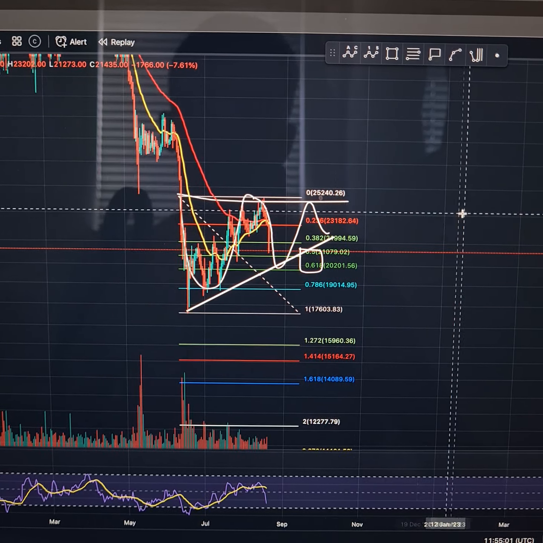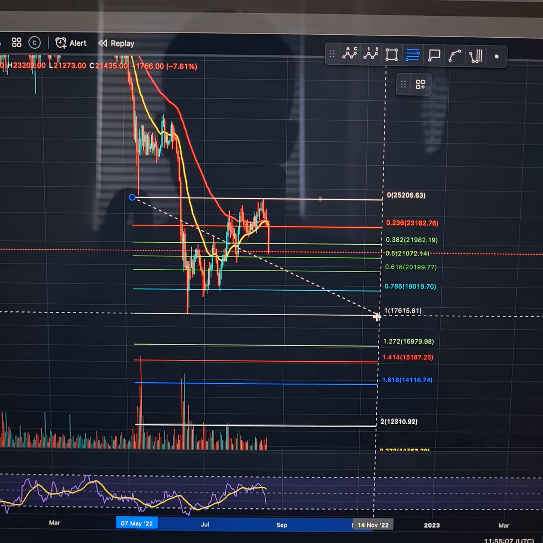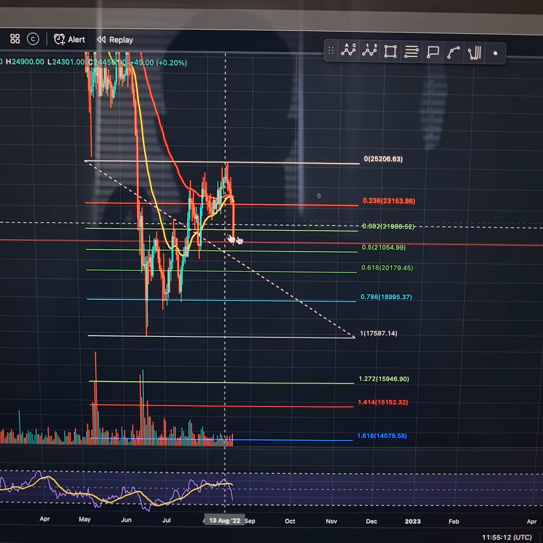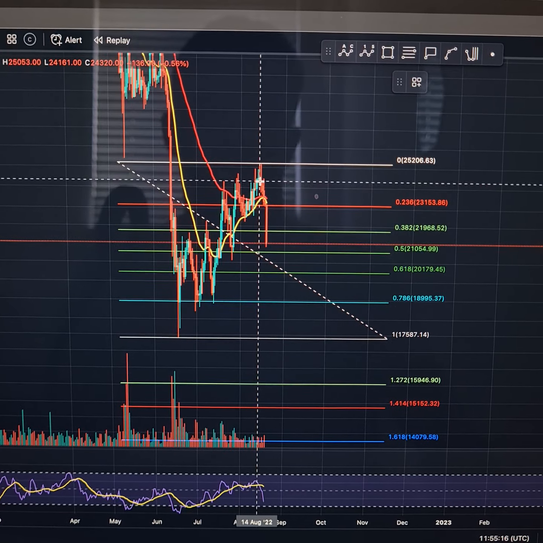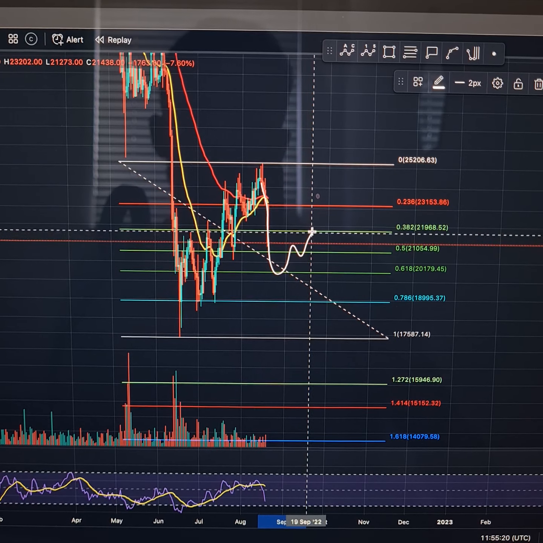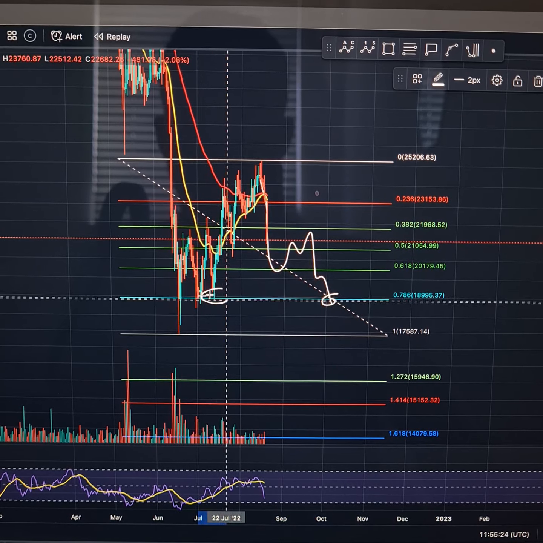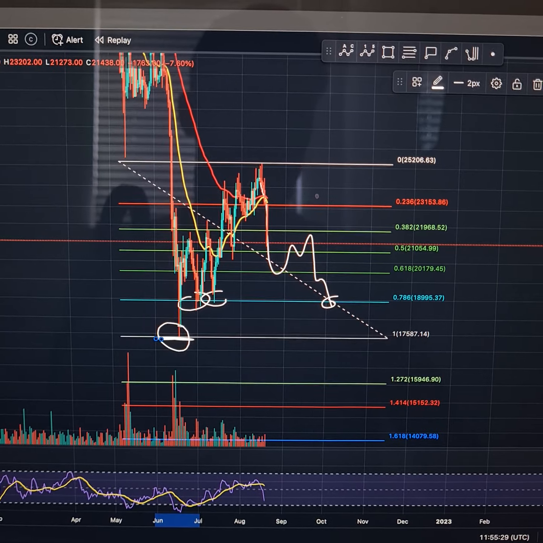If it does come down and start to lose 20k, it could be very, very negative here, you know. Say if you did something like this, you came down to the 618, came up to the 050 or 382, got rejected, and started losing it. If you start losing these lows here, and this 17k especially, it's looking very negative here.